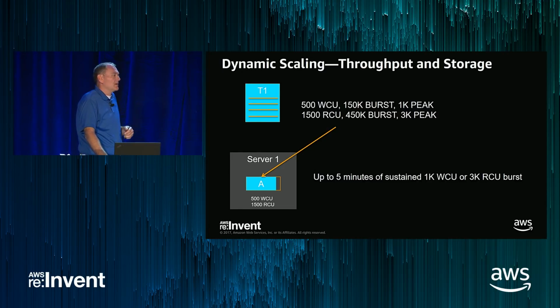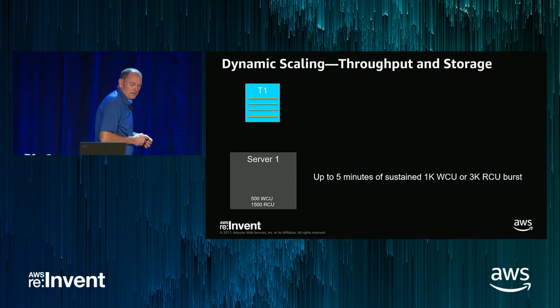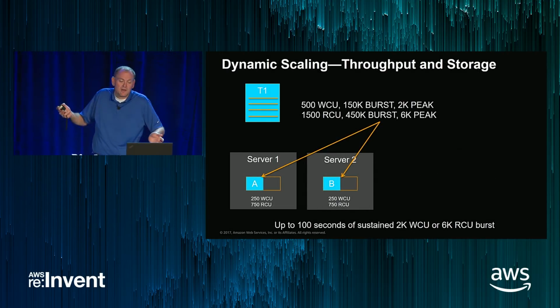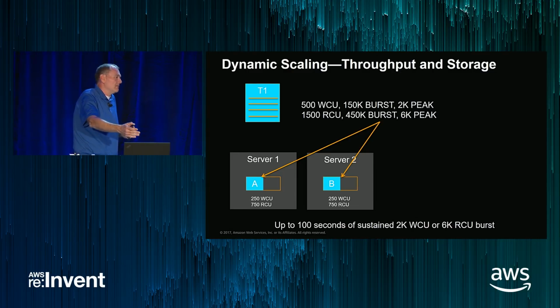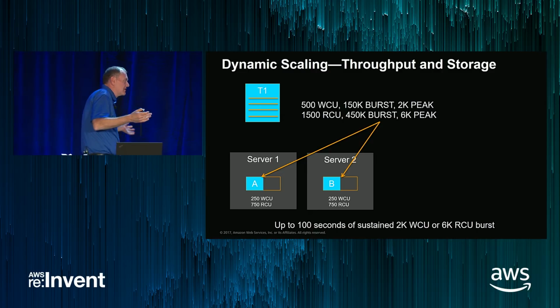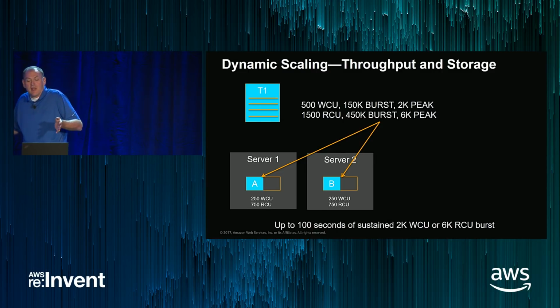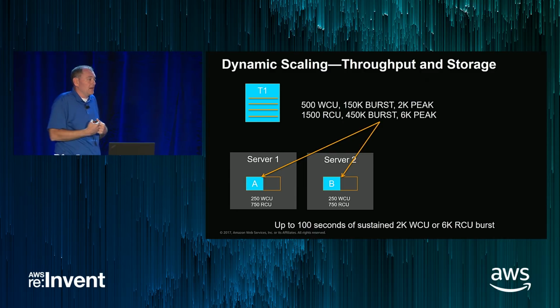So let's say we go along, we start to add more data to the table. We get up over 10 gigabytes, right? 10 gigabytes, the partition splits. We start to see some interesting things happen. Now we have 2 partitions. So we haven't increased our throughput at all. We have the same amount of throughput. So that throughput is actually evenly divided across the 2 partitions. So now these partitions, each one has a soft limit at 250 WCUs and 750 RCUs.